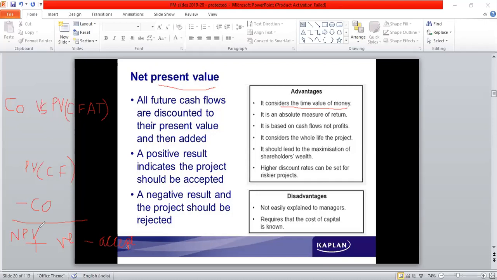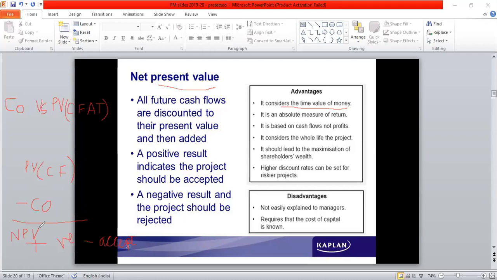Now, the disadvantage part of it. It's not easily explained to managers. Some of the managers do not have that sound financial knowledge. They may be from non-finance backgrounds, like somebody with a specialization of HR, somebody with a specialization of marketing. They may not be aware of this financial terminology, this technical jargon. So it becomes difficult to make them understand what is this NPV technique, IRR technique. These are difficult for non-financial managers to understand.